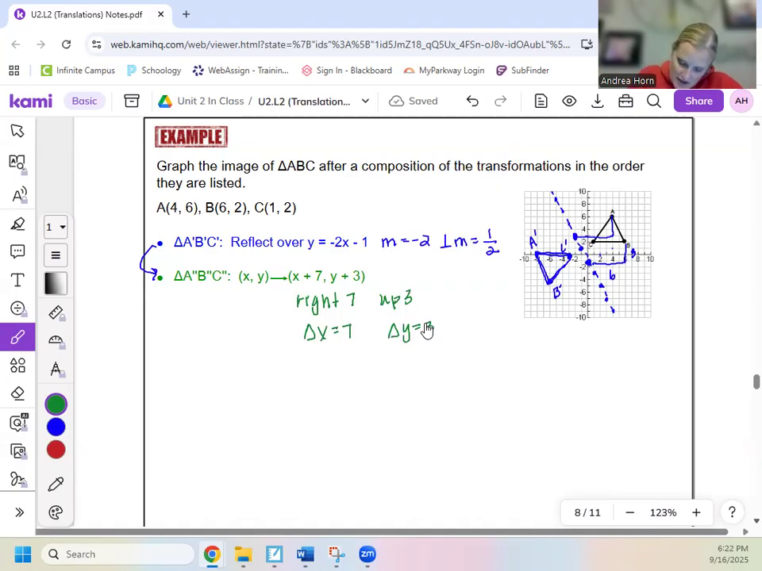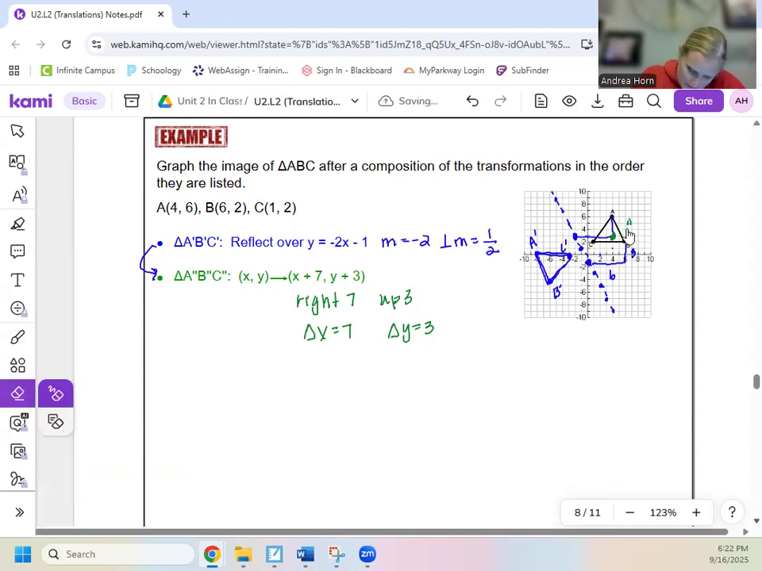Okay, so change in x is 7. So I'm going to go 7 this direction, 1, 2, 3, 4, 5, 6, 7, and up 3, 1, 2, 3. And if I get a couple of these points off, I apologize, but my graph is really, really small for me to see. Now that becomes a double prime. So I'm sorry, no, that's C double prime, right?